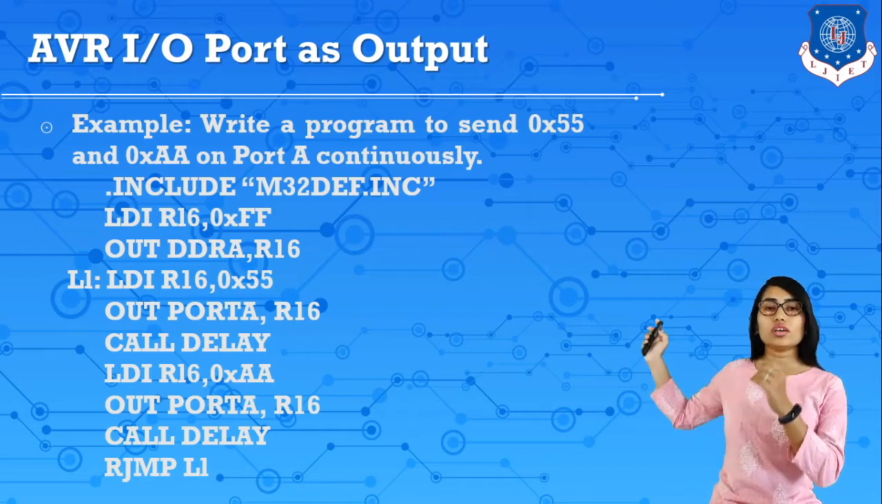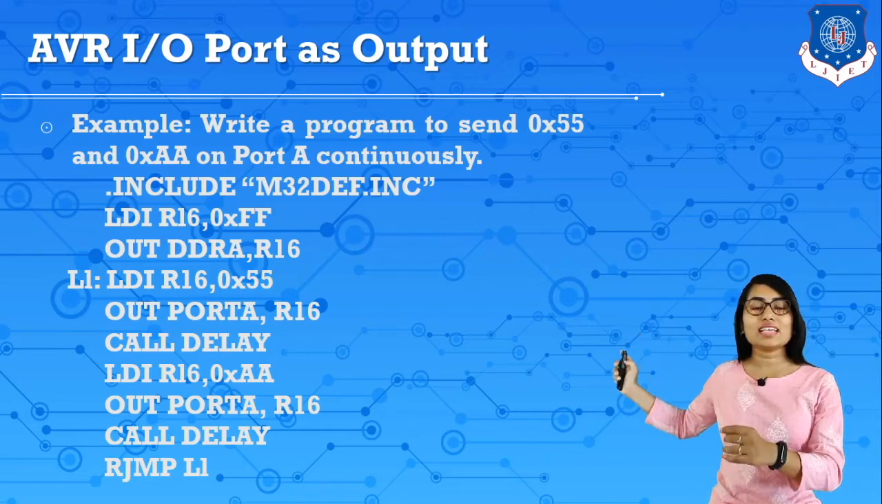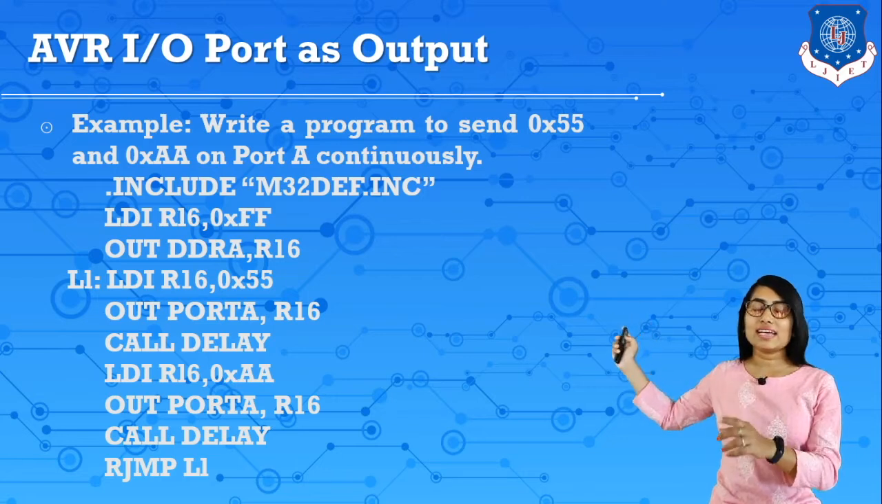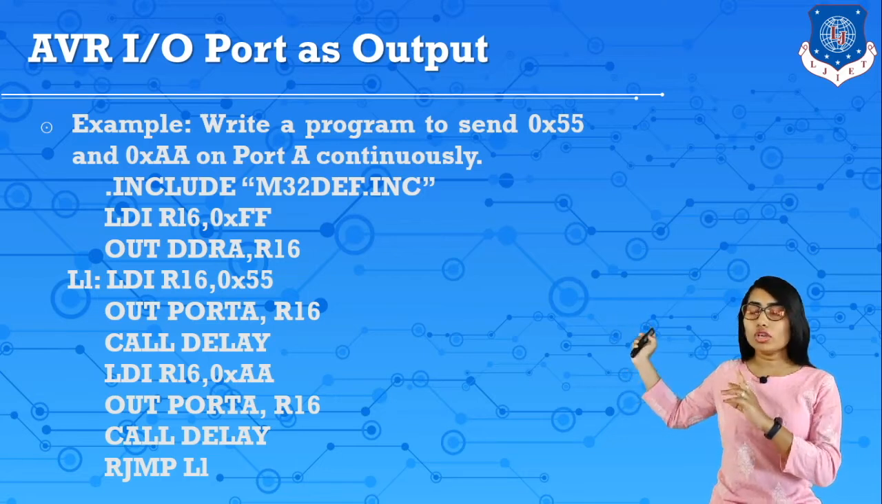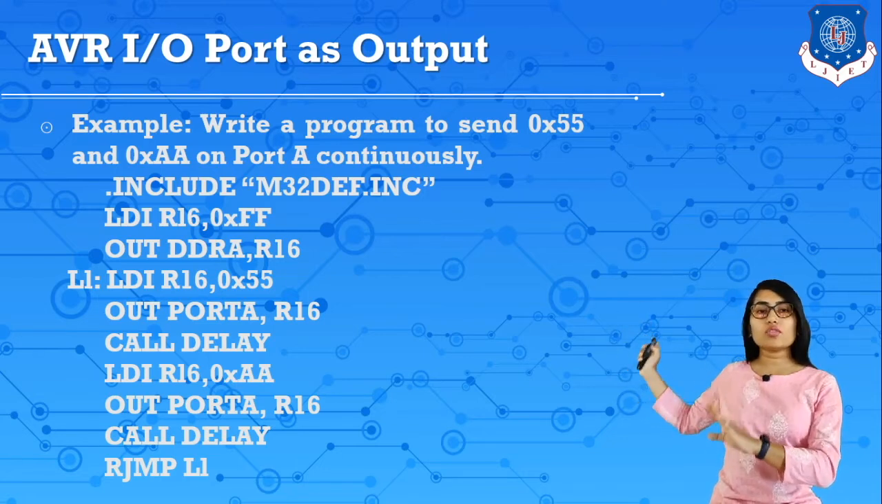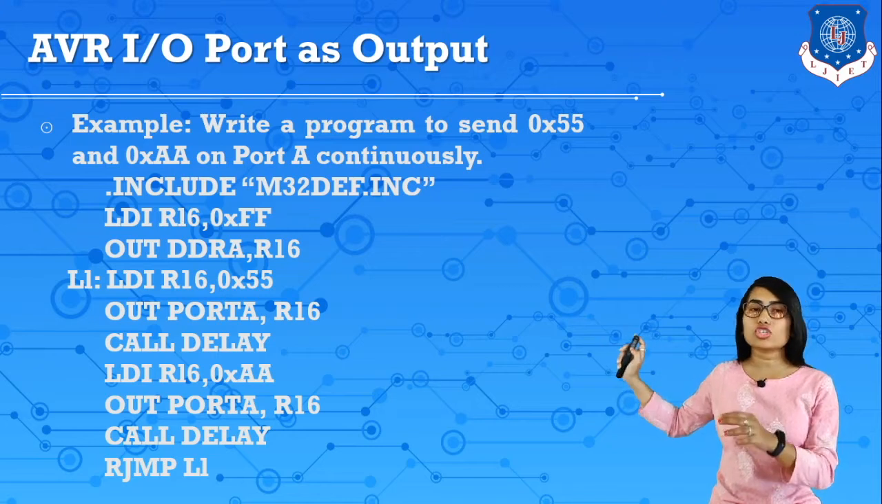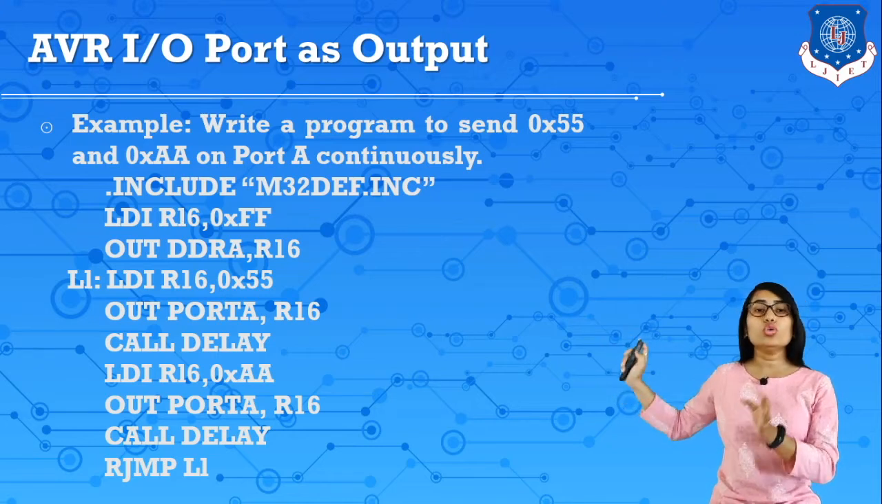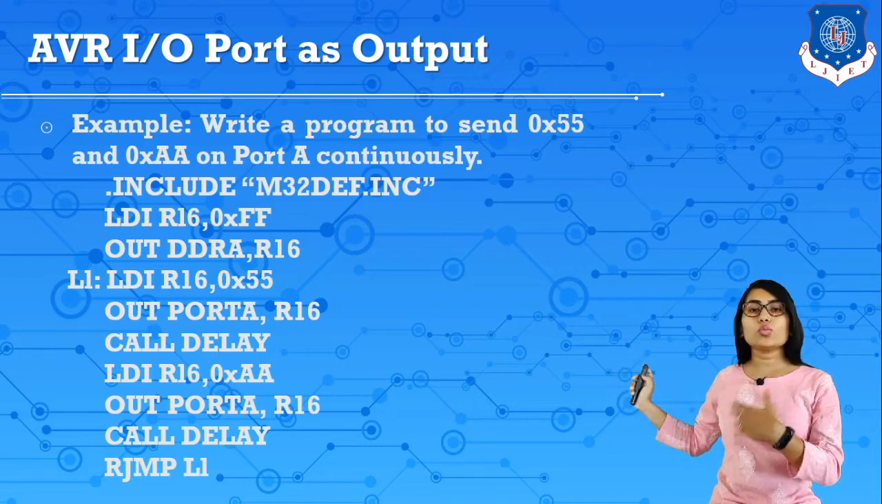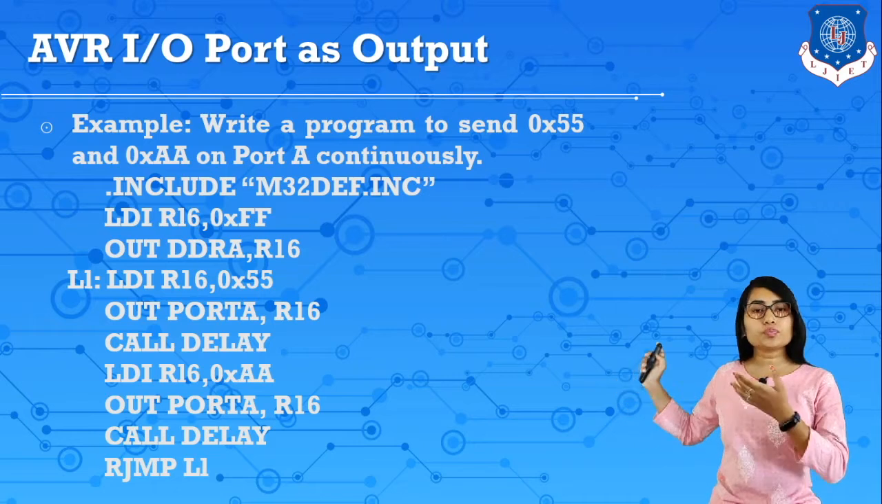To perform any kind of input output operation, we have only 2 instructions, IN and OUT. To send data we use OUT, and to read data we use IN. So here we make port A an output by writing this code: LDI R16, 0xFF, all bits are 1, and these are copied into the DDRA register. So DDRA equals all bits 1, that means port A equals output.